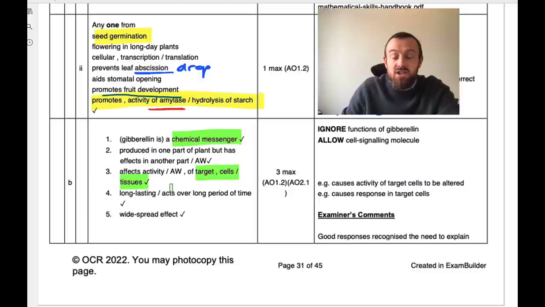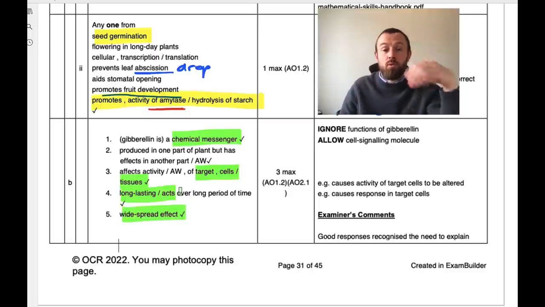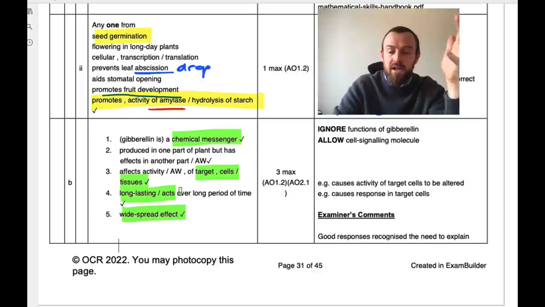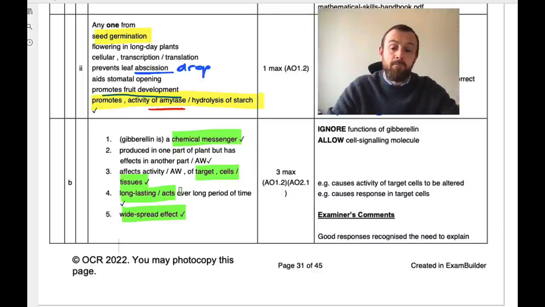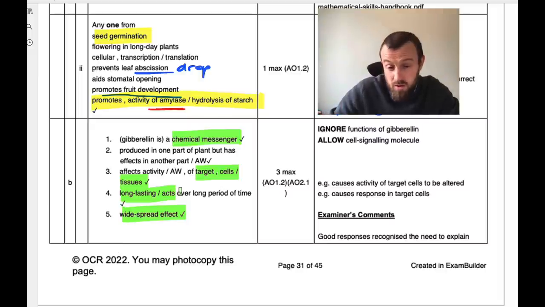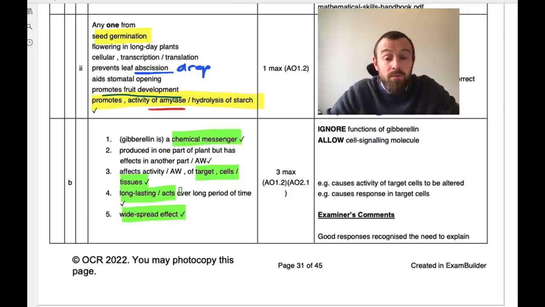Maybe it changes the genes that are activated in those tissues, or changes the enzyme present in those cells or tissues. And the other two things that you may have missed: it can have a long-lasting effect, or it can have a widespread effect. So the hormone produced in one part of the plant might have an effect in multiple tissues in different places, and the effect might not be instant, and it might in fact last over a period of several weeks, for example. Okay, so pause if you need to look at those mark schemes anymore. And we move swiftly on.